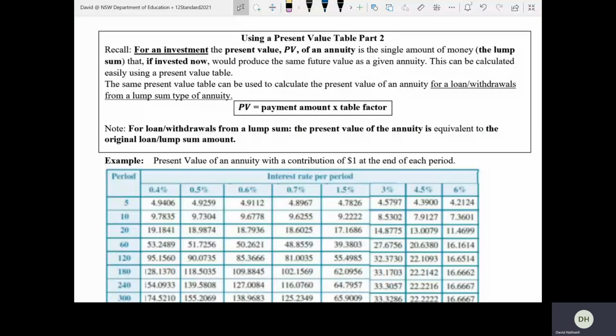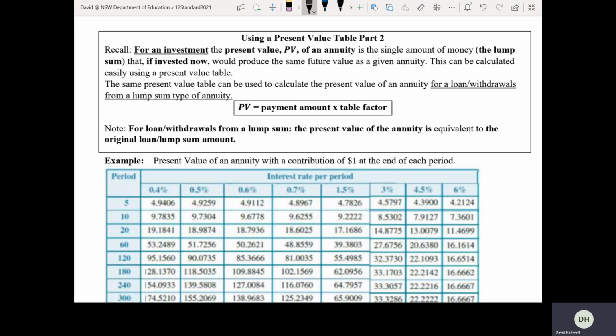In this particular video, we're going to have a look at the present value, but specifically for loan type questions. In the previous video, all the present value questions were investment related, but we're going to have a look at loans in this video.